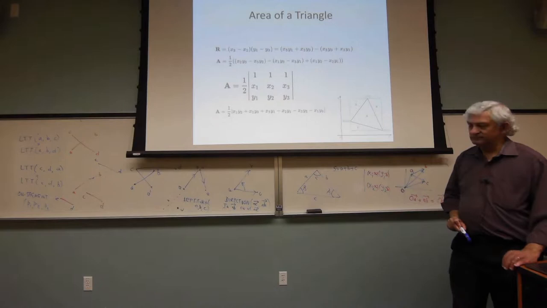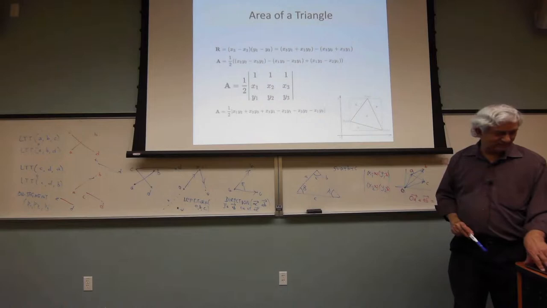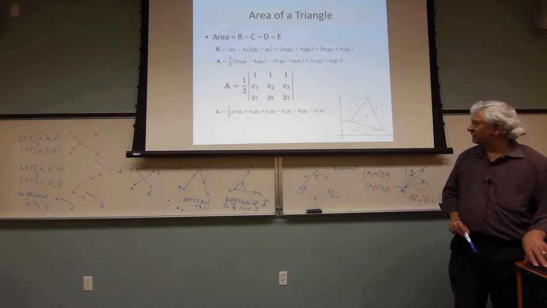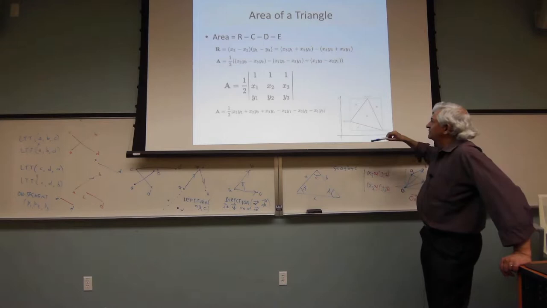Any questions? Oh, what's that? Not sure. R is this rectangle minus C minus D minus E, and that's how all of that comes up. Okay, fine.